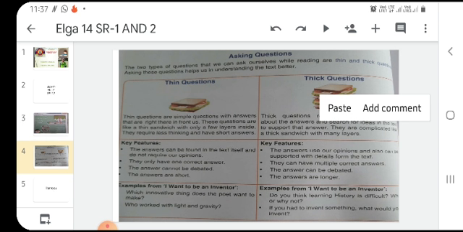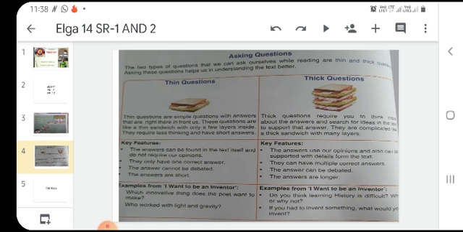What are the key features of thin questions? The answers can be found in the text itself and do not require our opinions. They have only one correct answer. The answer cannot be debated and the answers are very short. For example, which innovative thing does the poet want to make? And second example, who worked with light and gravity? So these are simple questions. You can give the answer in one word also.